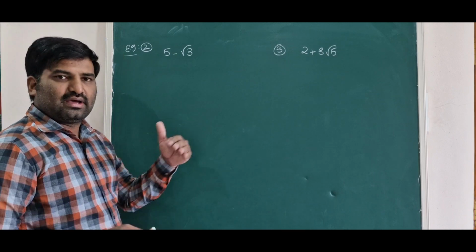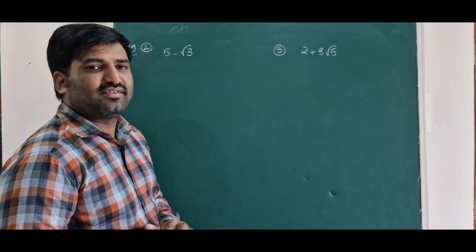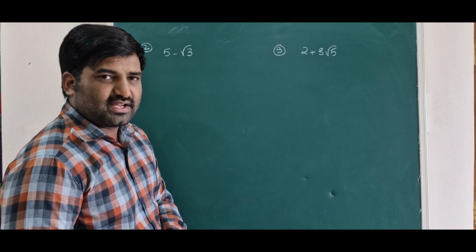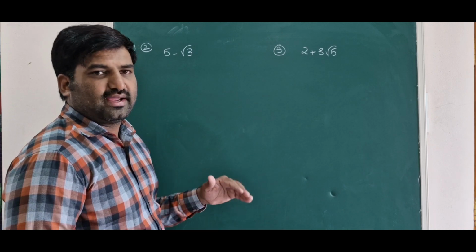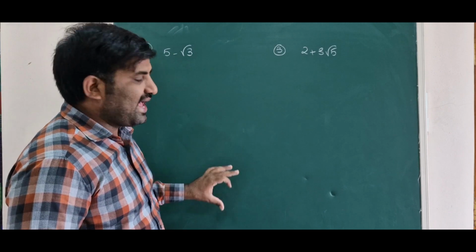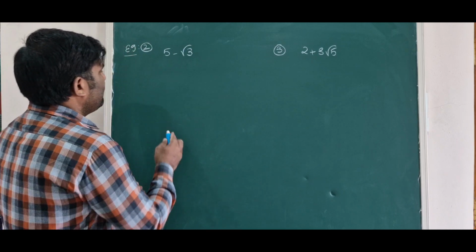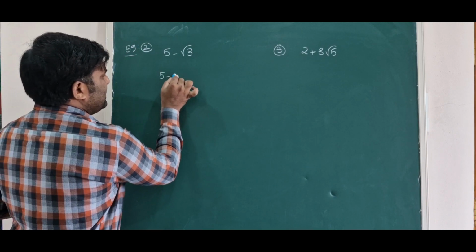If you want, you can go through the beginning of this video once again, to see how I proved root 2 is an irrational number. The same steps you can write. The first 2 steps are the same, and the last 4 steps are the same. Now here, first I am taking that 5 minus root 3 is a rational number.